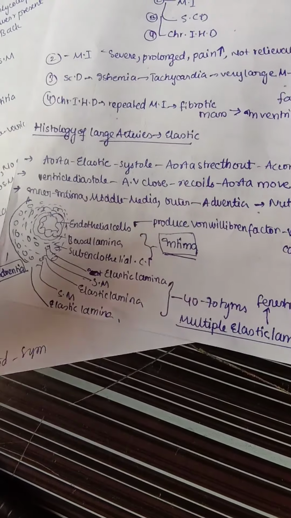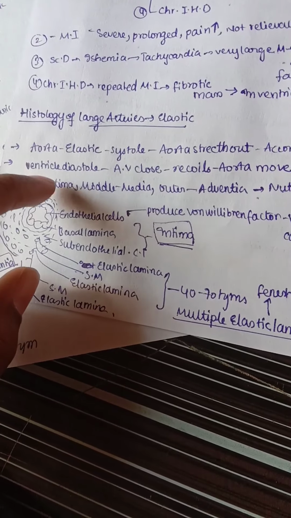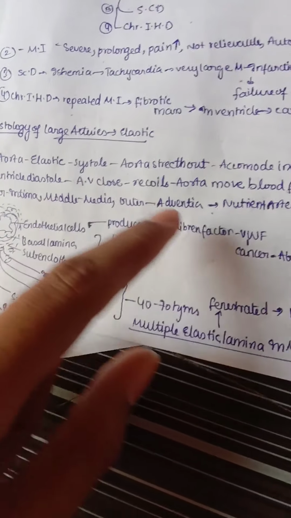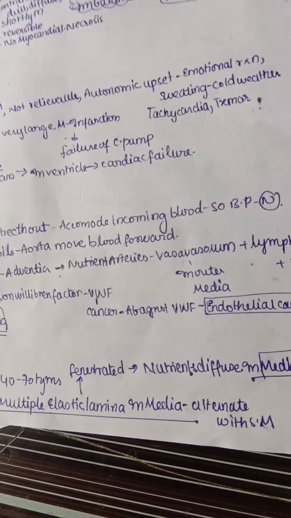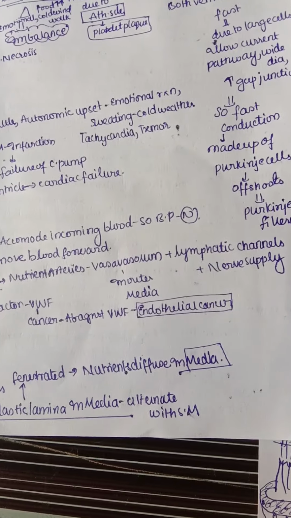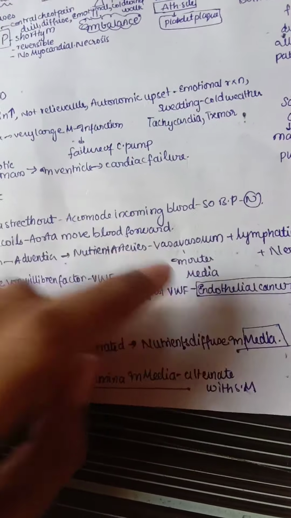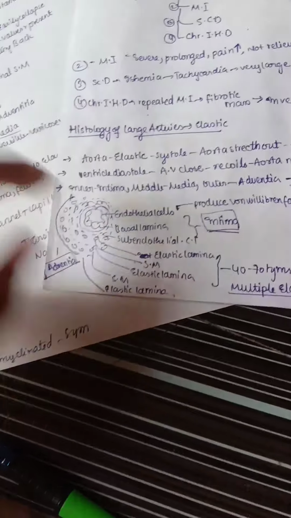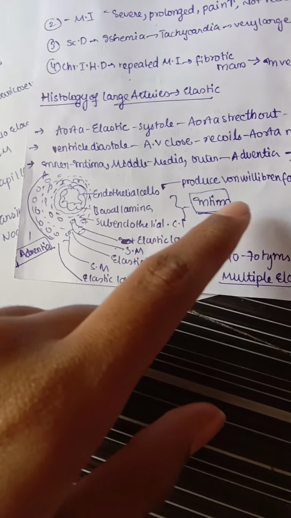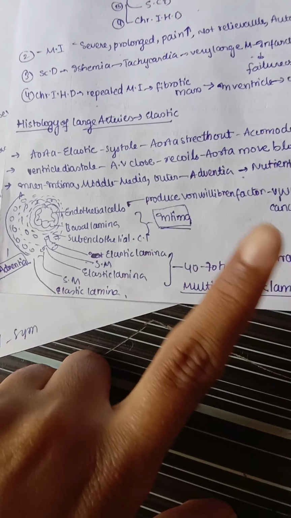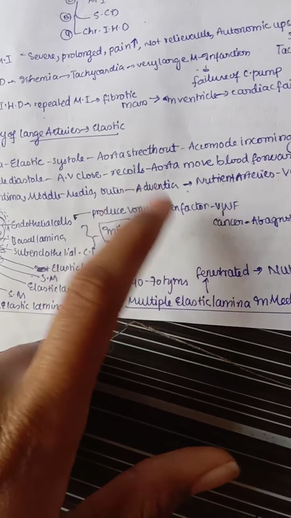As we discussed about the histology of vessels, here also it has the inner intima, middle media, and outer adventitia. The outer adventitia contains mainly nutrient arteries known as vasa vasorum, and also lymphatic channels, and there is also nerve supply. The vasa vasorum also continues up to the outer part of the media. Now let us see the structures. First we have endothelial cells, basal lamina, and subendothelial connective tissue. These together form the intima. And endothelial cells also produce von Willebrand factor.